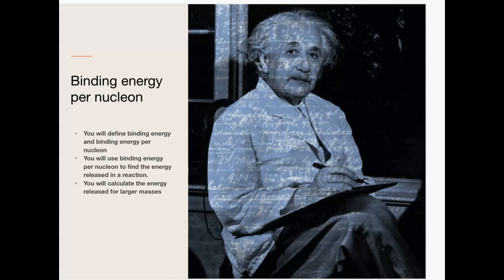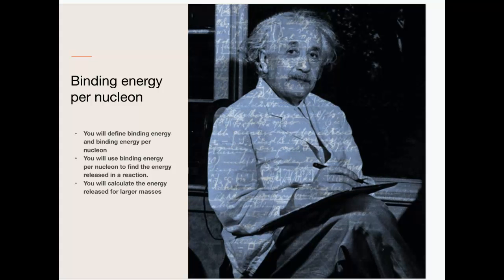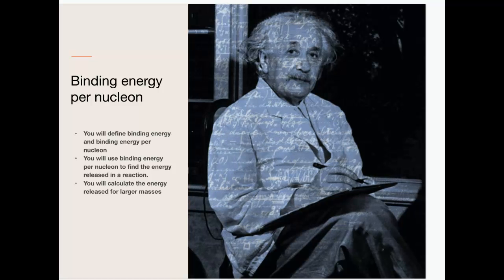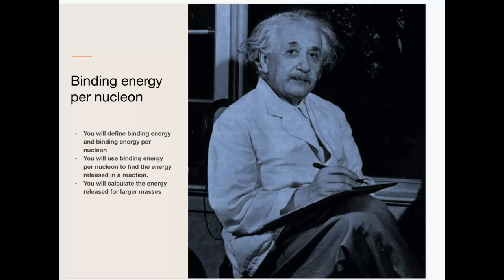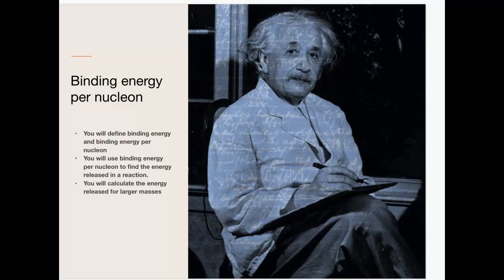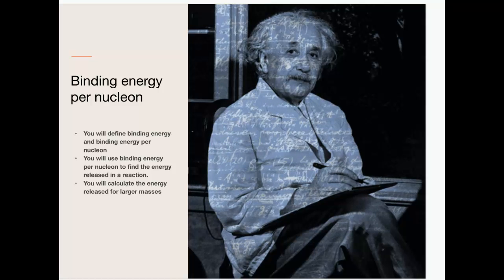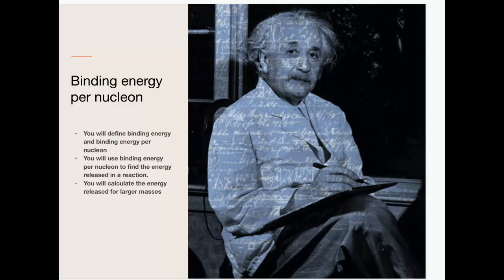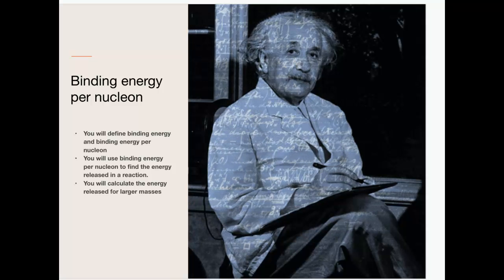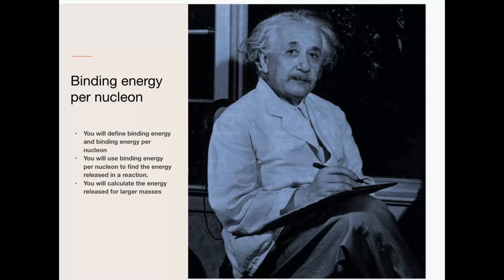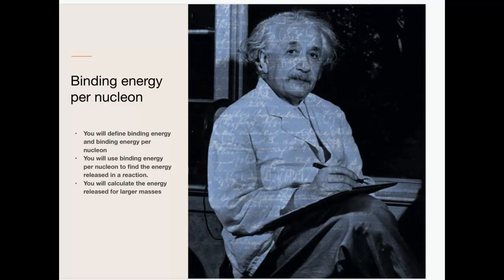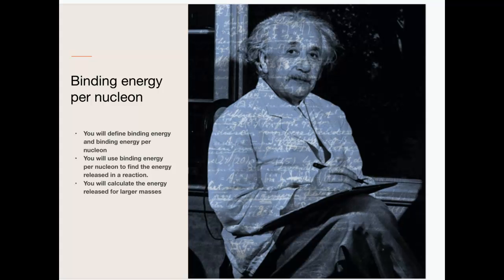In this video, we are going to look once again at binding energy, but this time define a quantity called binding energy per nucleon. We're going to use the binding energy per nucleon to look at the stability of the nucleus and the relationship between the two. And then we're going to calculate, using the binding energy per nucleon, the amount of energy that's given off when there is fusion, but this time we're also going to look at fission.